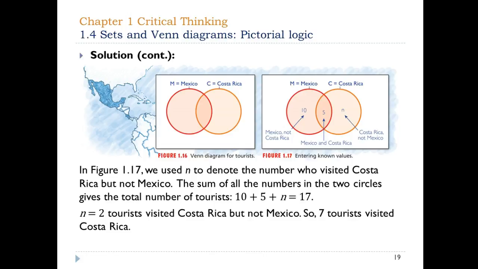That means that 2 tourists visited Costa Rica but not Mexico. That means that 7 tourists visited Costa Rica: 5 plus 2. Right, so the tourists that are in this circle, the Costa Rica circle, are 5 plus 2.